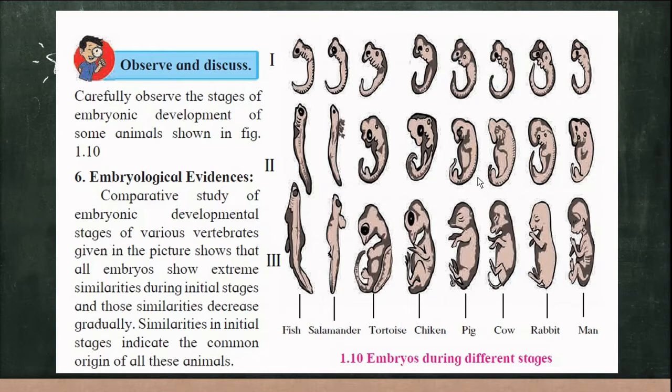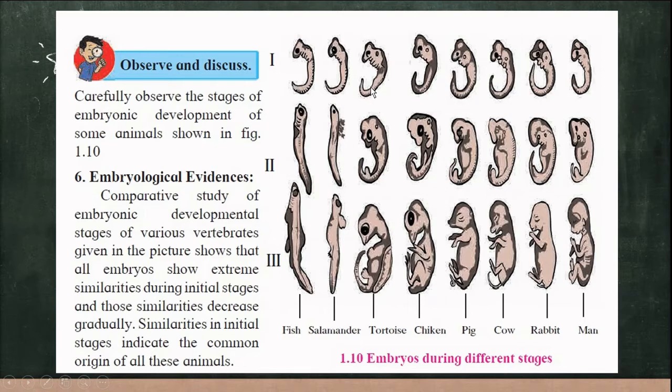Now, the next evidence is embryological evidence. See, here are the first stages of various organisms: fish, salamander, tortoise, chicken, pig, cow, rabbit and man. These are the embryos during different stages. If you see the first stage of all the embryos, you will not be able to distinguish whether the embryo is of a fish, a tortoise or a man, because the initial stages of embryonic development of all these organisms are the same or common.